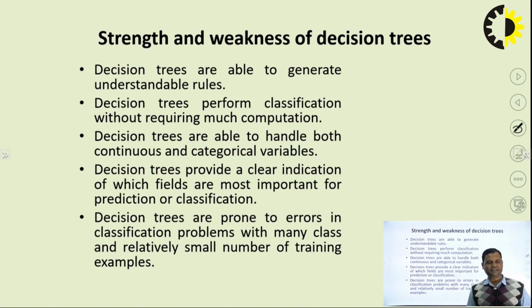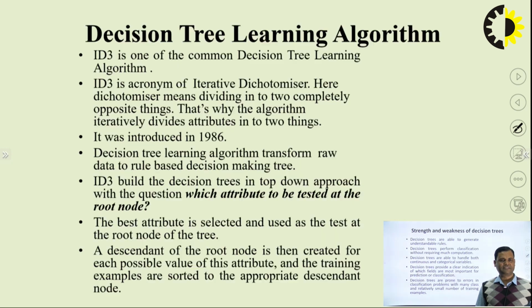We will also talk about how the most important attributes will be selected. That is based on the information gain, so we will see in the subsequent lectures in the next slides. Decision trees are prone to errors in classification problems with many classes and a relatively small number of training examples. So these are some strengths and weaknesses of decision tree.